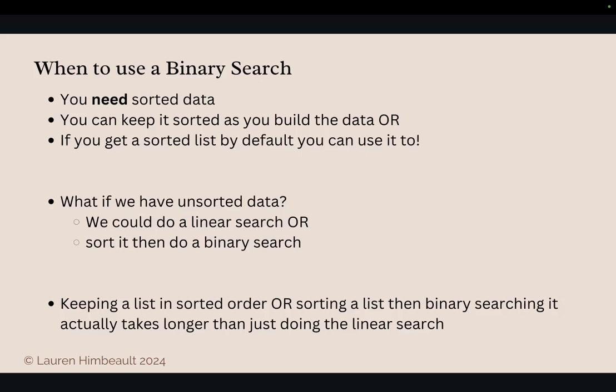If we have unsorted data, we could do that linear search, or we could sort it and then do a binary search. Words are hard. So we have lots of options here. However, keeping a list in a sorted order or sorting the list first and then doing a binary search can actually sometimes take longer than just doing the linear search in the first place, which is super interesting because it kind of makes you ask, what's the point of doing a binary search and knowing about it if sorting our data in order to use a binary search would take longer than just going entry by entry in the first place?